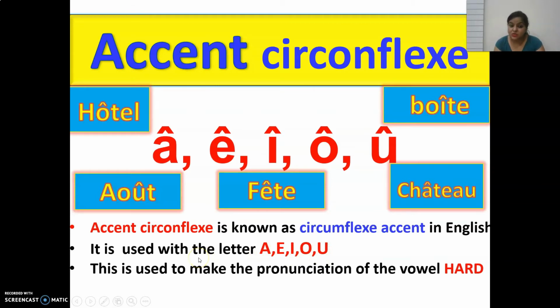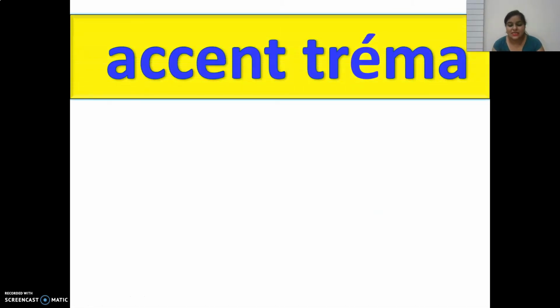And why is it used? So that I can make the pronunciation of the vowel hard. That means when I want the sound of a particular vowel to come out more in a particular word, at that time I put an accent circumflex because I want to focus on the sound of that vowel in the word. Now let's learn about accent tréma.